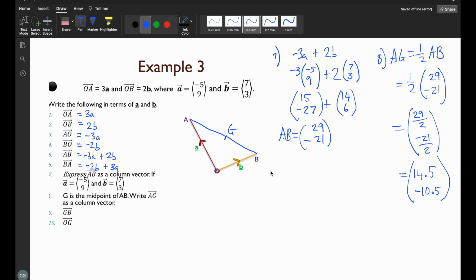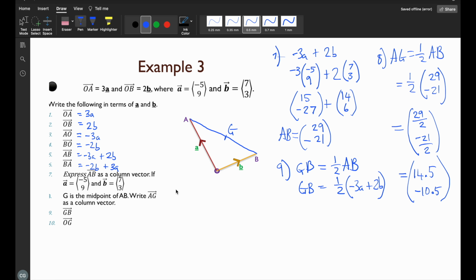So number 9, so remember we want to express it in the form of AB. So 9 is actually half of AB as well, because GB, so from G to B, because we're going in the direction A to B, GB is equal to half AB. So therefore GB must be equal to half whatever AB is. So we had AB right here, which is negative 3A plus 2B. So half of negative 3A plus 2B.